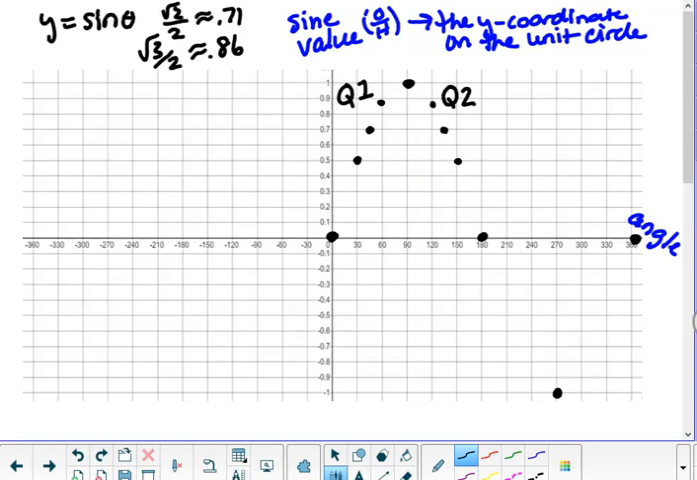Then when we get to quadrant 3, we're going down into the negative values for y. 210 is negative 0.5. 225, which is halfway between 210 and 240, is negative 0.7. 240, negative 0.86. So this will be our quadrant 3. Then quadrant 4 has the same values but just going in reverse. So 300 is the same as 240, 315 the same as 225, and 330 is the same as 210.